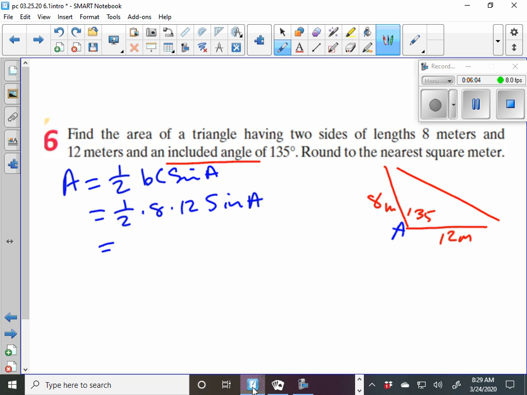33.9, not degrees, but 33.9 units squared. But they said round to the nearest square meter, so that's actually going to be 34 meters squared. Pretty straightforward. I like these. These aren't that bad.